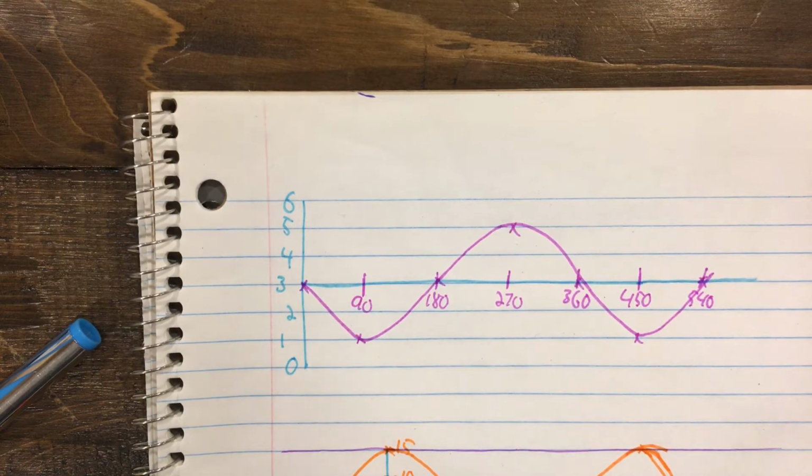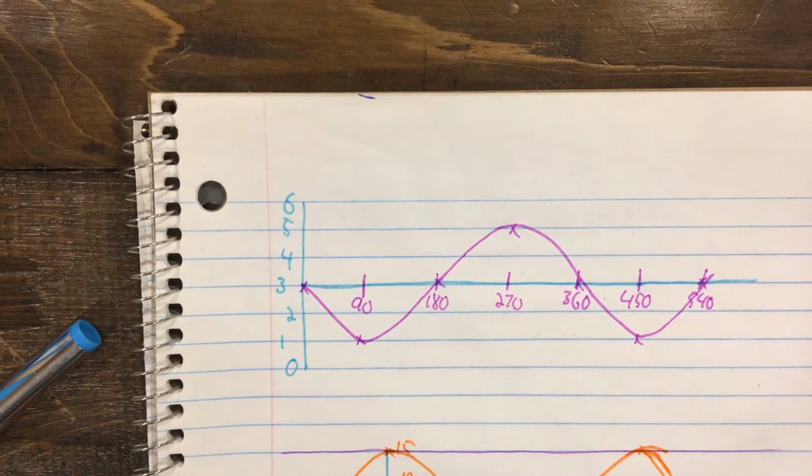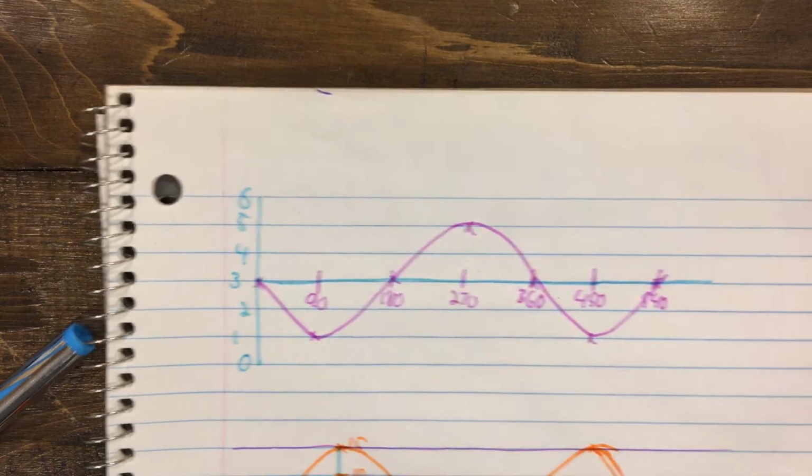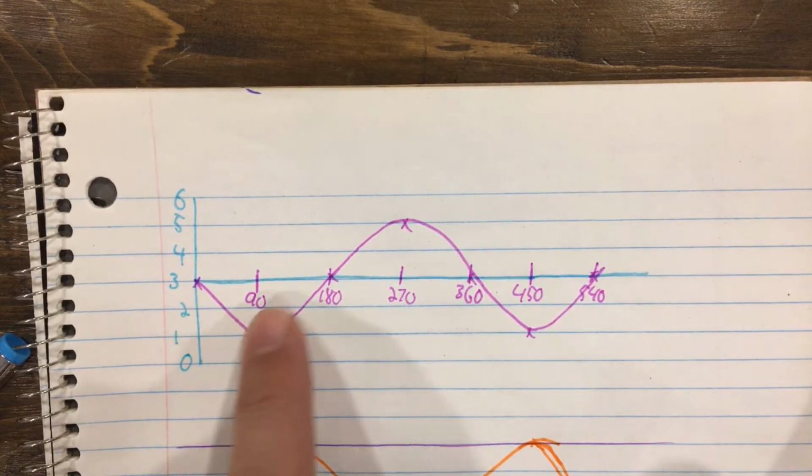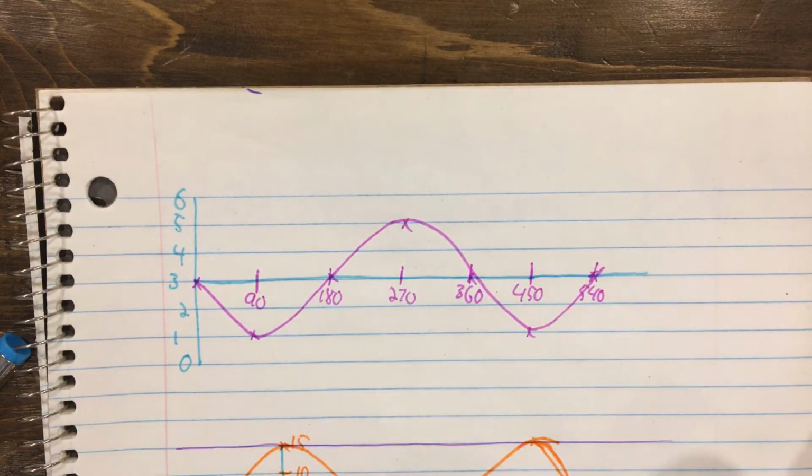I've had several questions about the assignment, and a lot of people can get the graph, but they're having trouble writing the equation for it. So I thought I'd go over a couple of these examples. Okay, so the first graph I have, if you're looking at it, it's a sine wave.